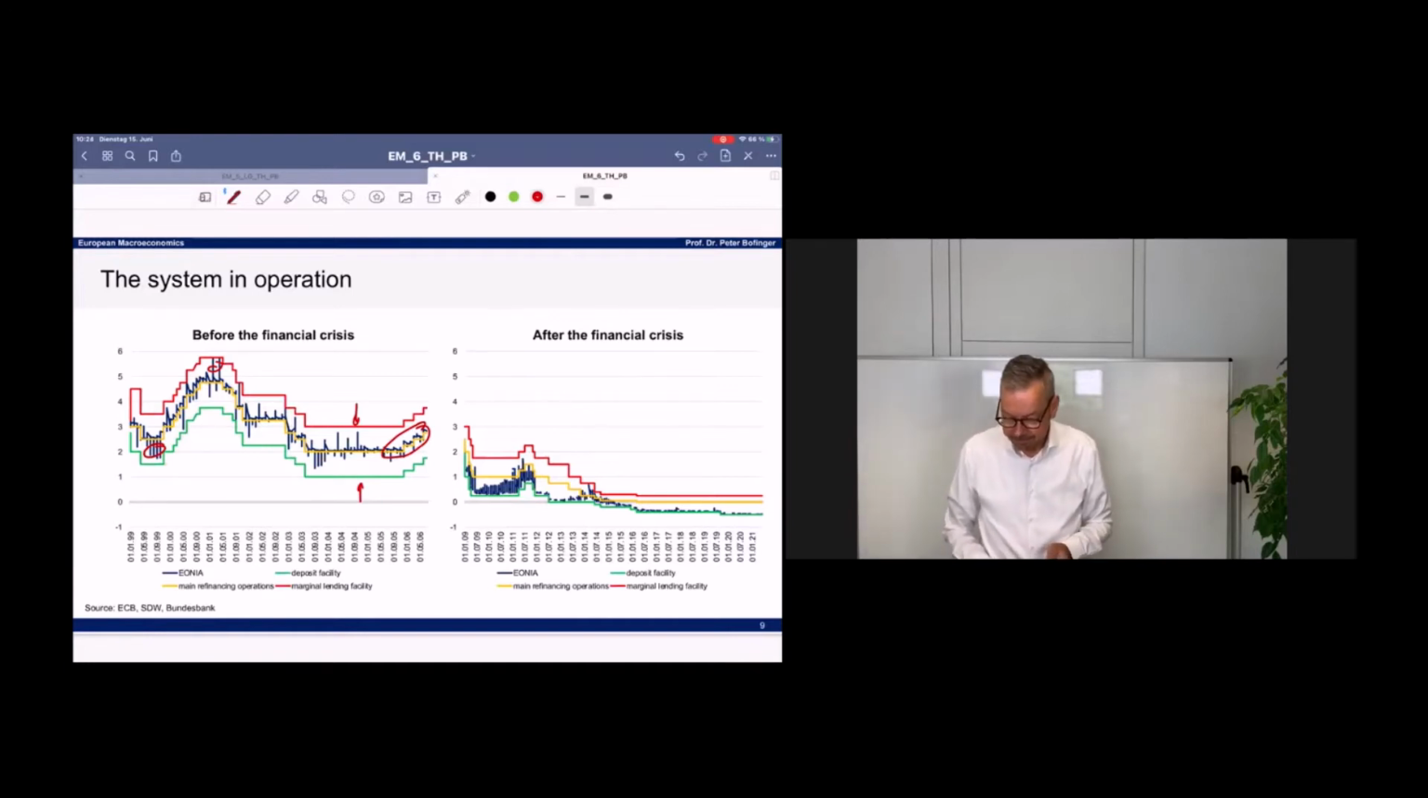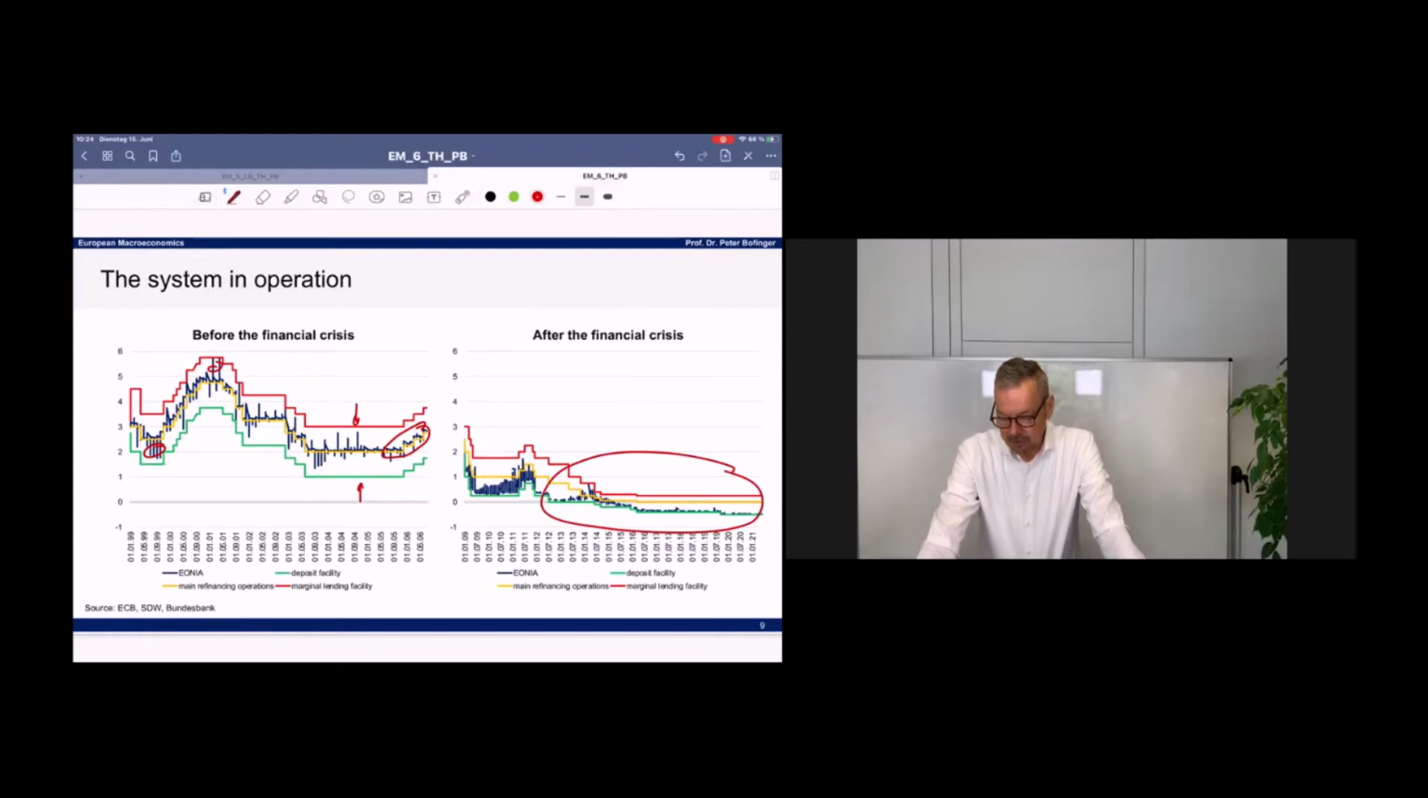And now we can see after the financial crisis, the situation became very different. Especially if you go to this part here, you can see that EONIA had no longer any contact with the main refinancing operation, and that the deposit facility became effective for controlling the money market rate.